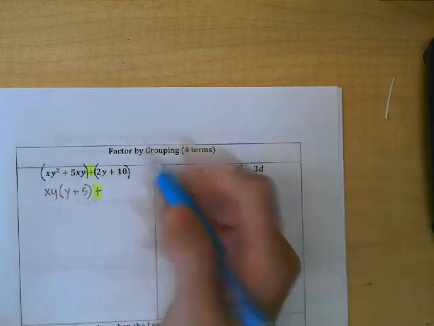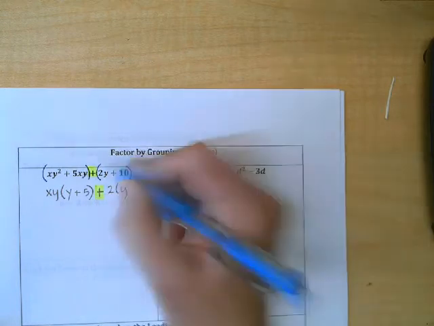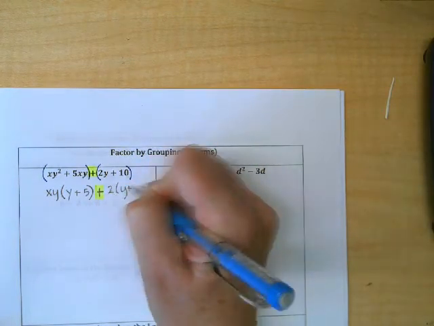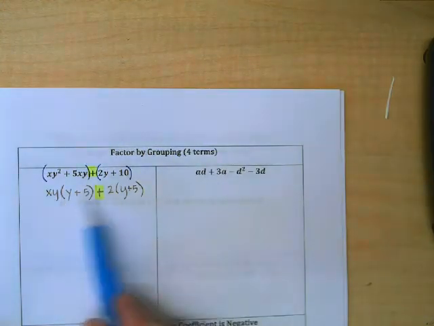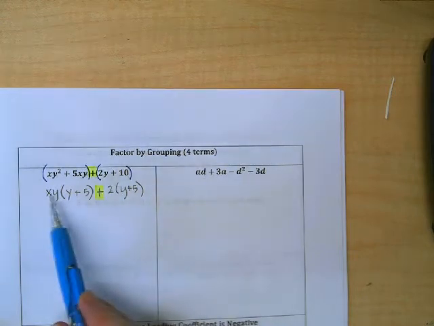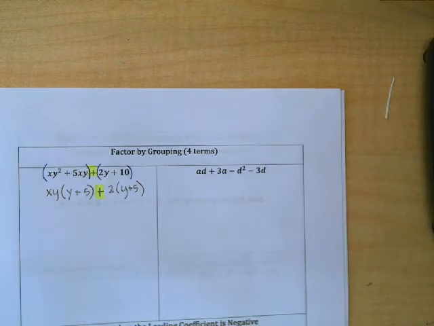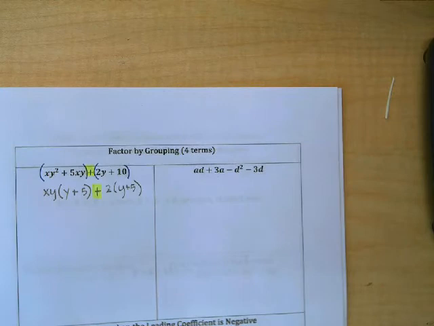Between here, they both have a 2. So 2 times y is 2y. 2 times 5 will give me 10. You want to make sure that if we simplified this, we'd get that back again. If you don't put that plus sign in there, you're indicating that you're multiplying all of these together. So you've got to have the plus sign. Now we have to factor out the greatest common factor. And here's where a lot of students get mixed up because they're not sure what to do with these y plus 5s because they look kind of weird.